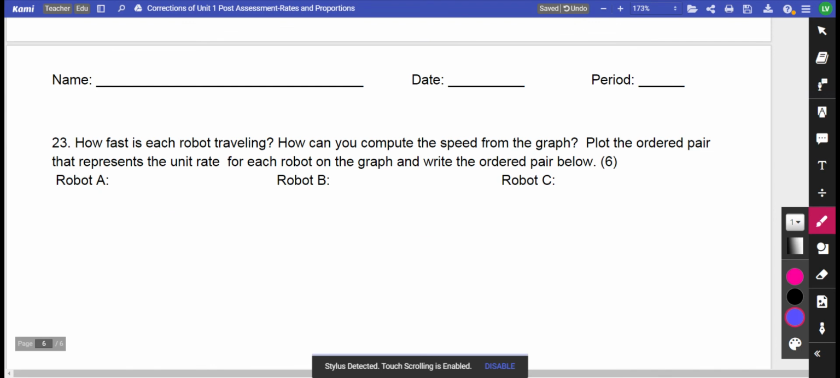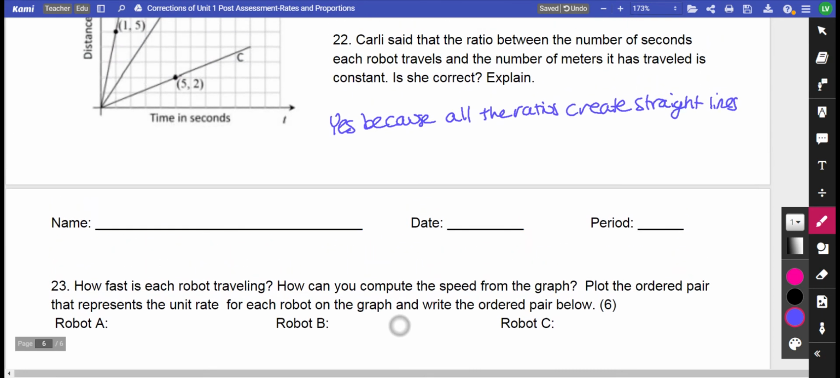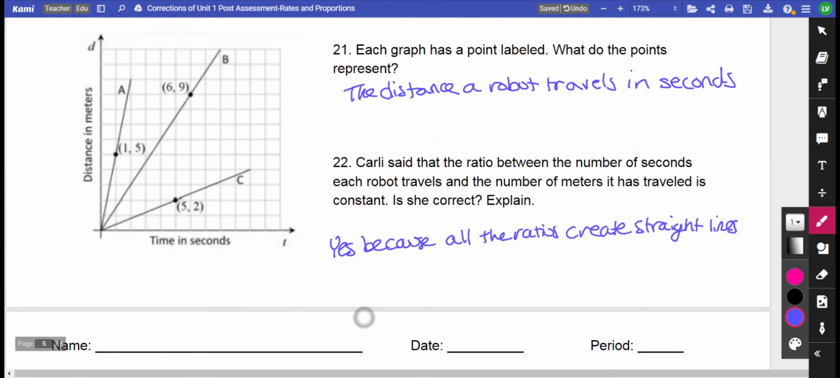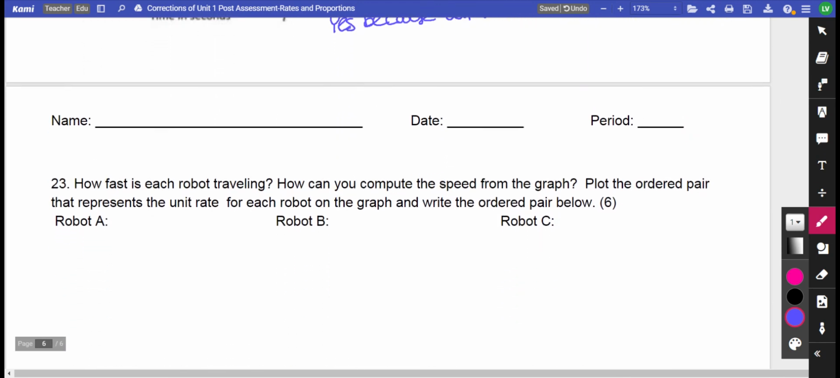Number 23. How fast is each robot traveling? How can you compute the speed from the graph? Plot the ordered pair that represents the unit rate for each robot on the graph and write the ordered pair below. All right, so for robot A, we have 1, 5. So that means that's going to be 5 divided by 1. So that means that it is going to be 5 meters per 1 second.